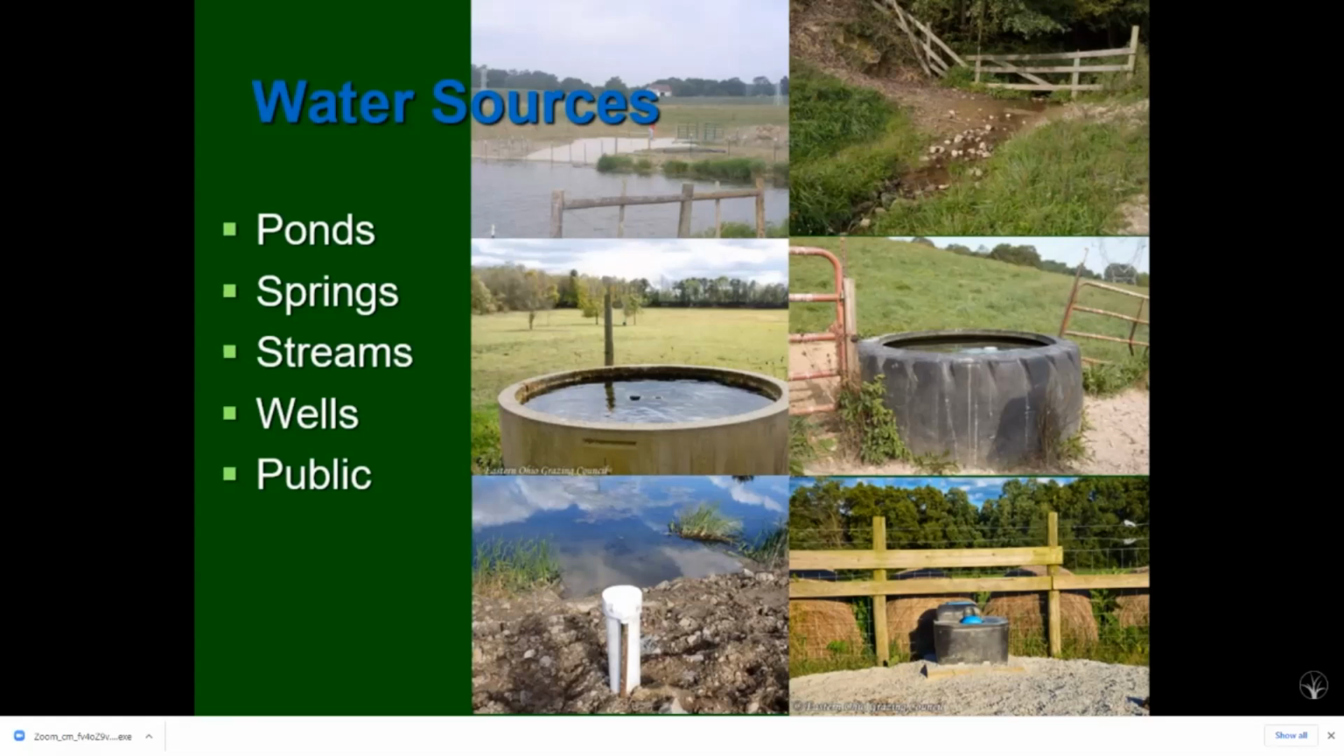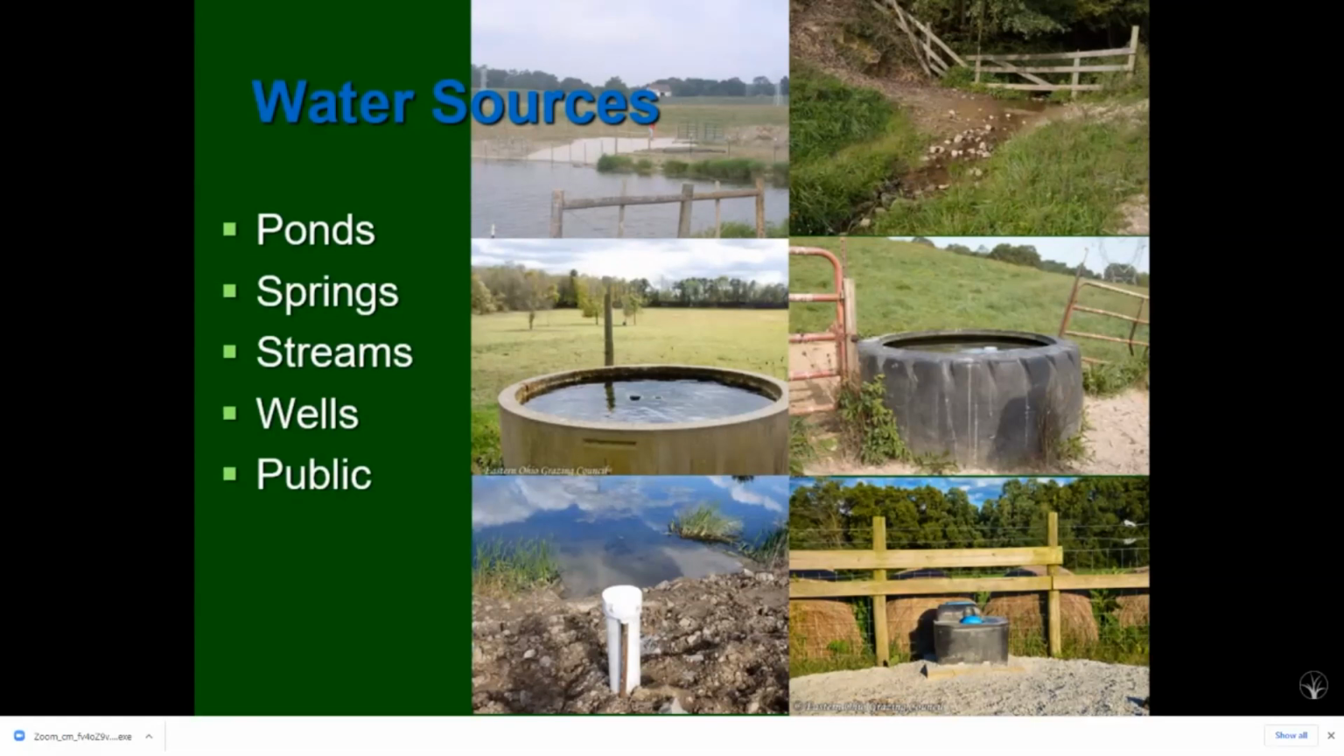But if we're going to use a pond, we want to do one of two things. We either want to build a gravel access lane or some sort of access lane into the pond and fence the pond out so that the livestock aren't entering the pond at will wherever they want to. And so they're not camping out there and spending time there.